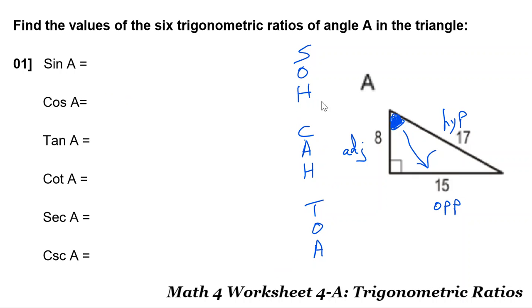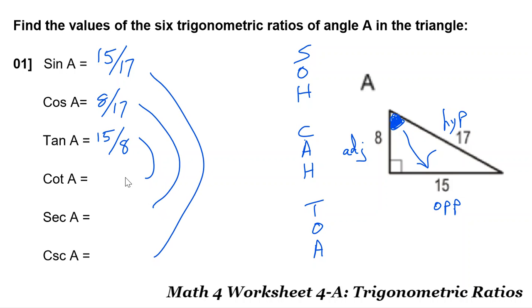All right, so sine is opposite over hypotenuse. That's going to be 15 over 17. Cosine adjacent over hypotenuse is going to be 8 over 17. Tangent is opposite over adjacent, opposite 15 over adjacent 8. And then we just start flipping them. 15 over 8 becomes 8 over 15. 8 over 17 becomes 17 over 8. 15 over 17 becomes 17 over 15.